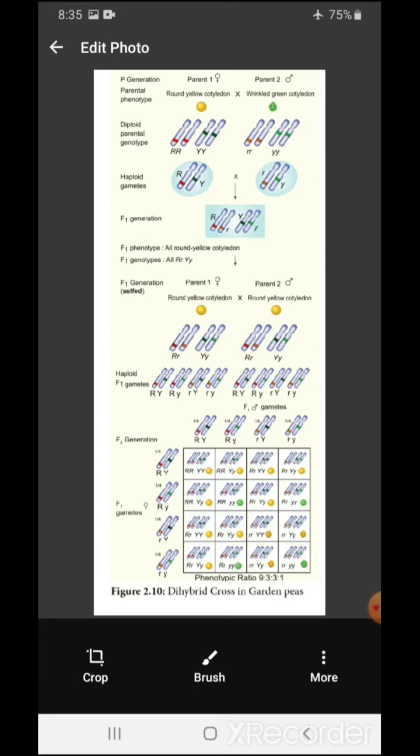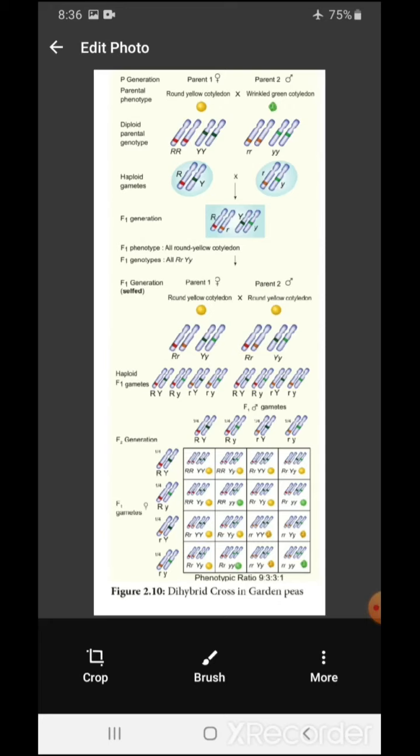The 9 is nothing but round with yellow cotyledon. 1 is to 2 is to 2 is to 1 is to 4. So here 9 is to 3 is to 3 is to 1. We are going to find out the 9 is nothing but all are round yellow. So 1 is to 2 is to 2 is to 4. That is 9. Whereas next 3 is to 3 is to 1. The 3 is to 3 is to 1 is nothing but round with green cotyledon.